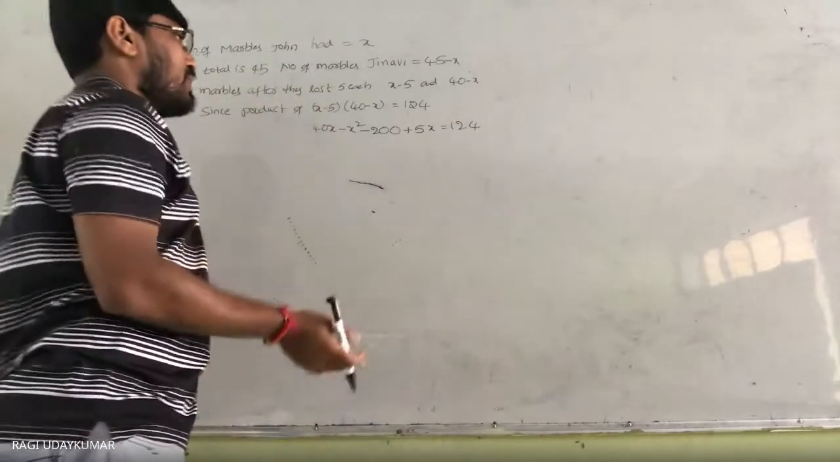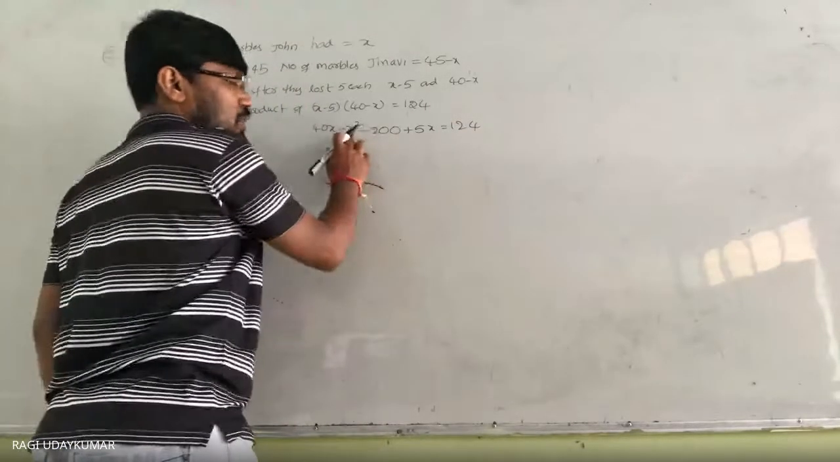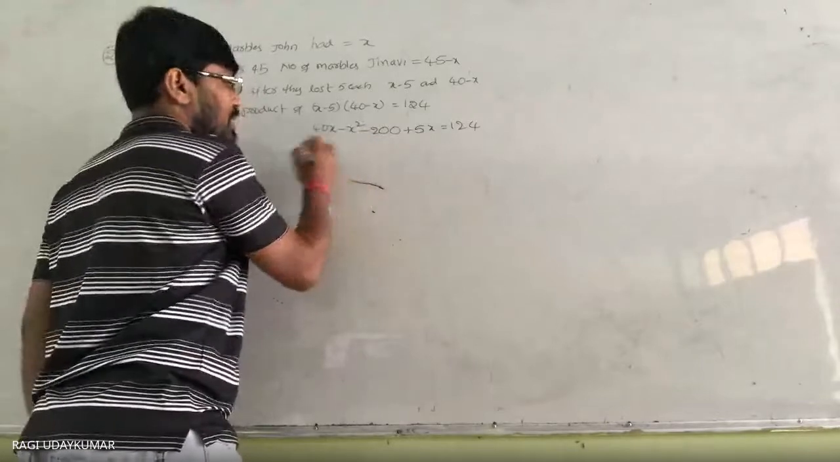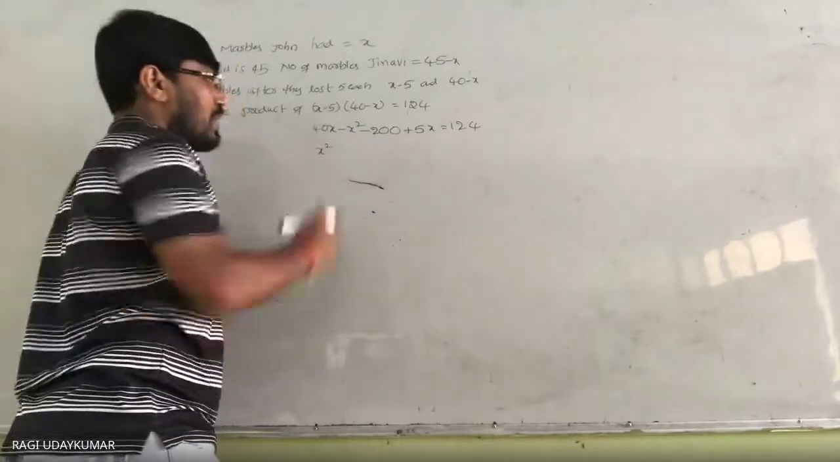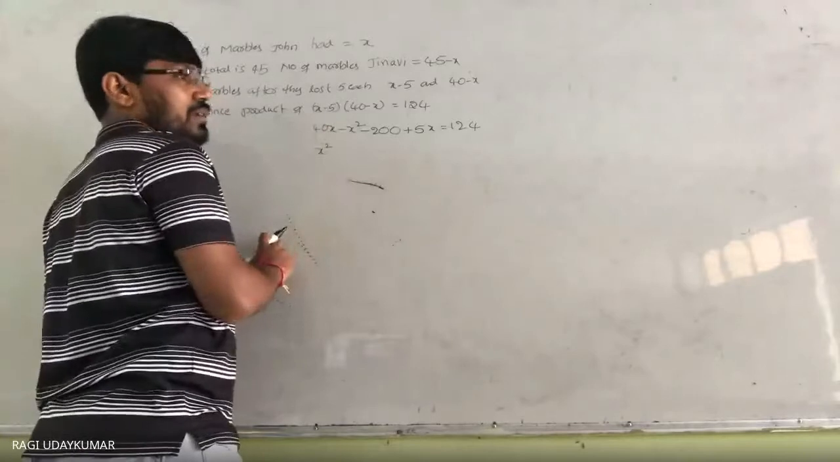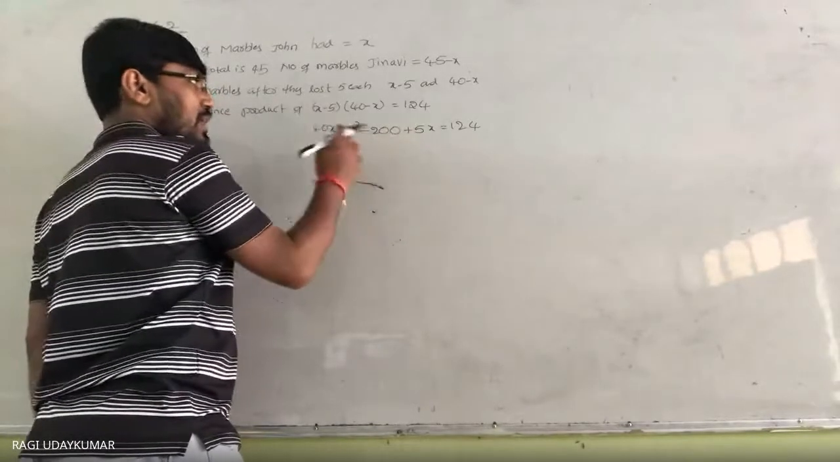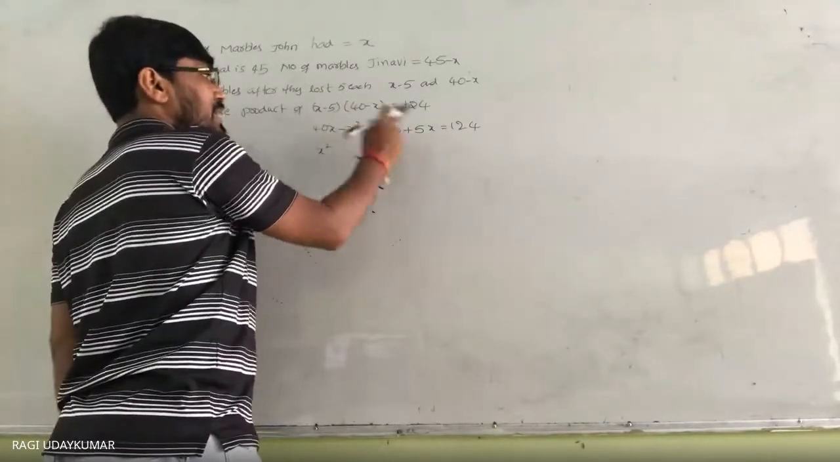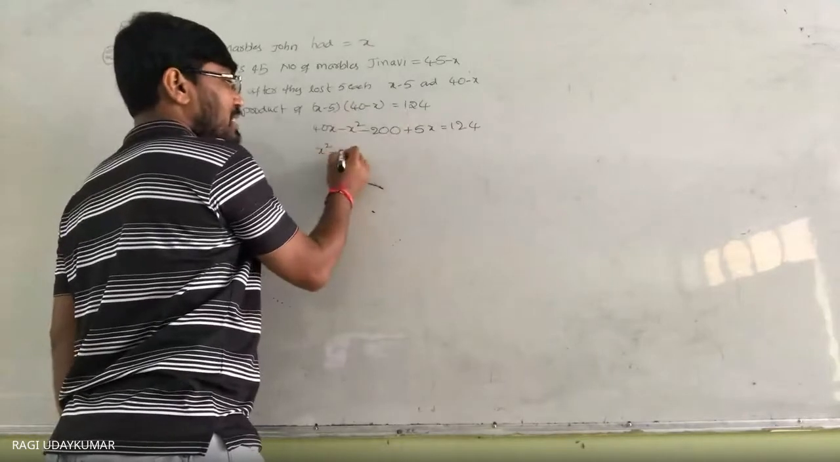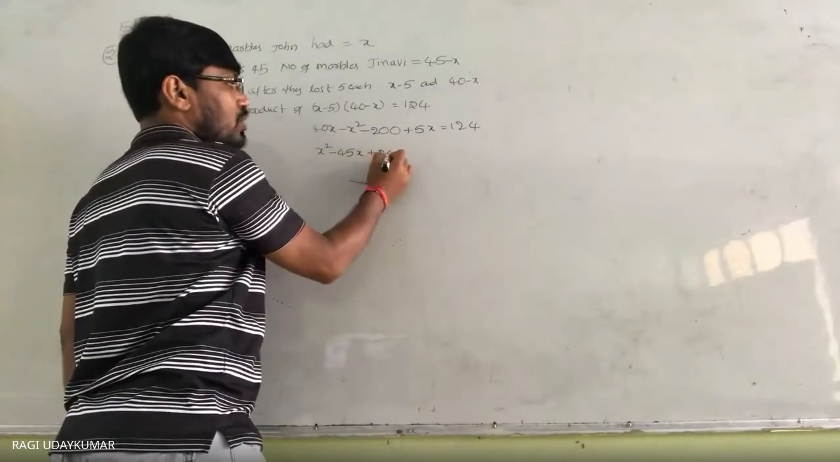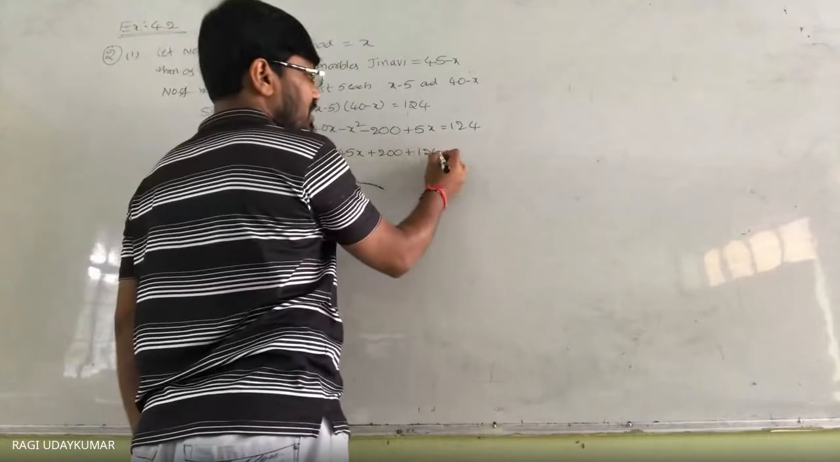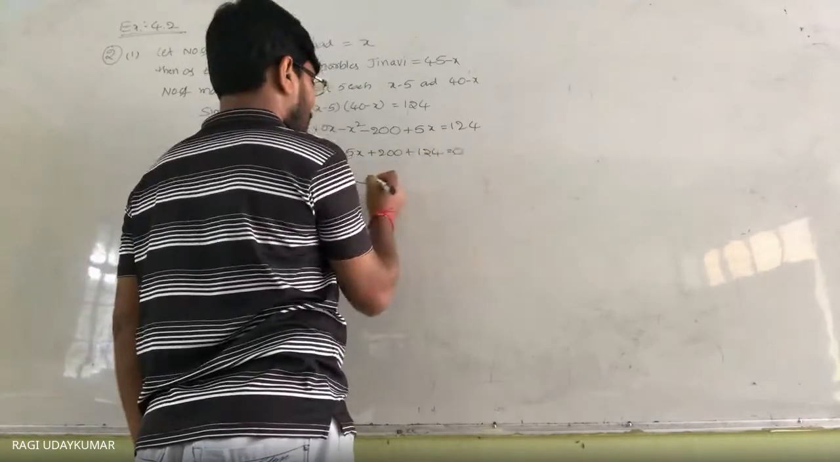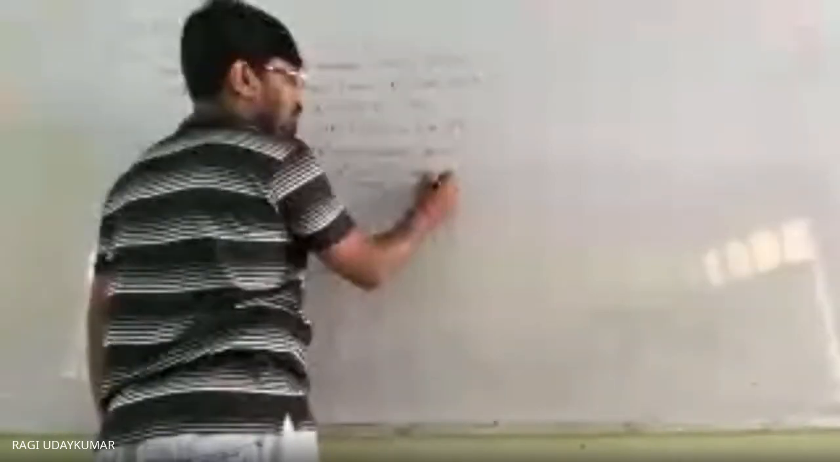So all the terms you shift to the right hand side, because you are having the minus x square, to make it a plus x square. We are shifting everything to the right hand side, and here 40x and 5x. So minus 45x plus 200 plus 124 is equal to 0. So x square minus 45x plus 324 is equal to 0.